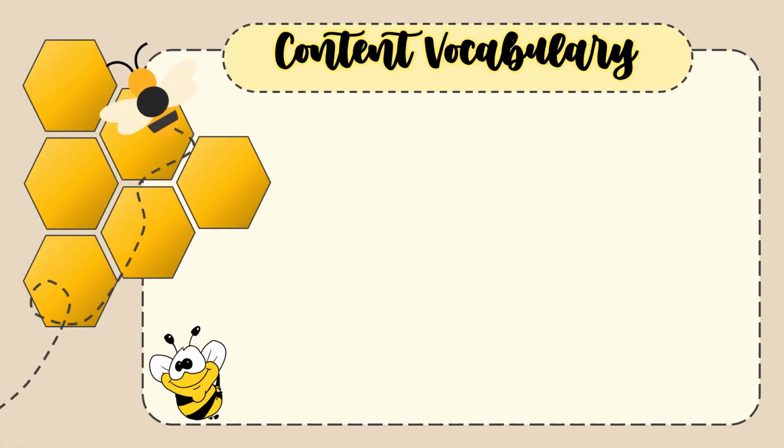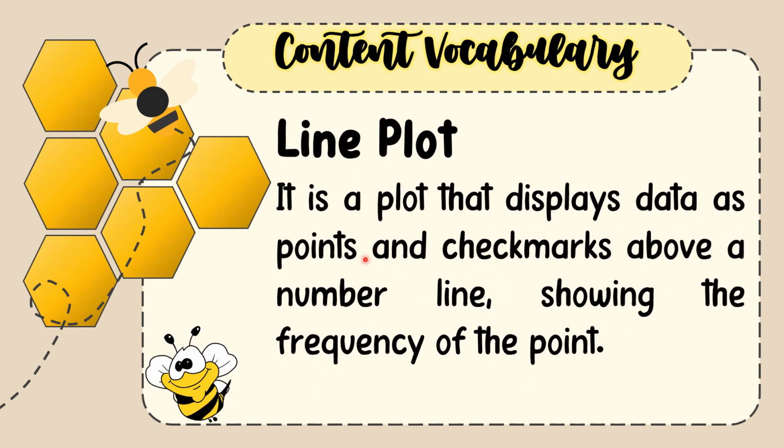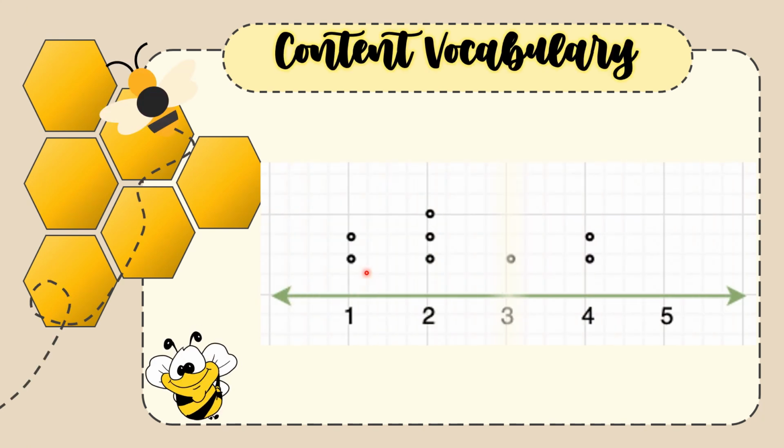Now, let us proceed to line plot. It is a plot that displays data as points and check marks above a number line, showing the frequency of the point. And this is an example of a line plot. Here we have a number line and we have the check marks or the points lined above the numbers, showing the frequency of their occurrences. So these are the points.